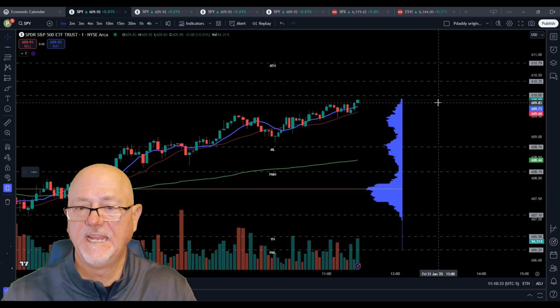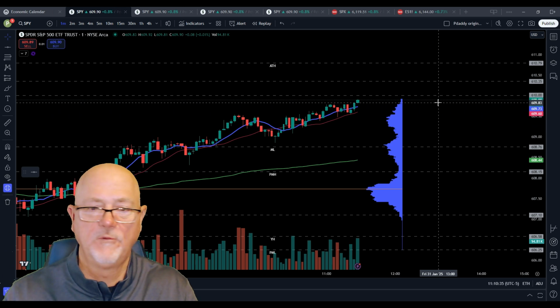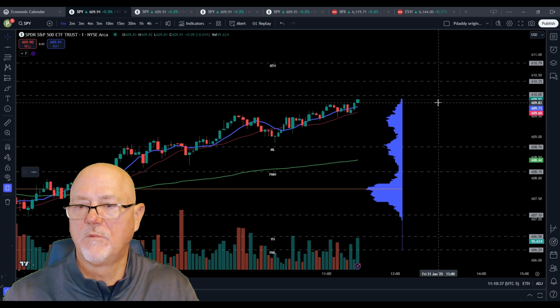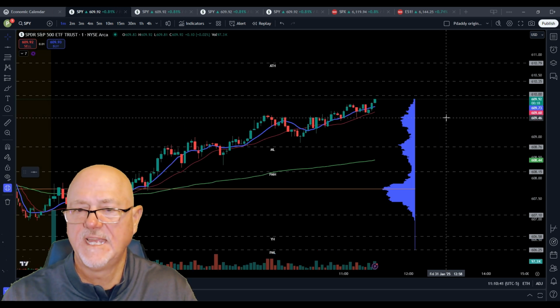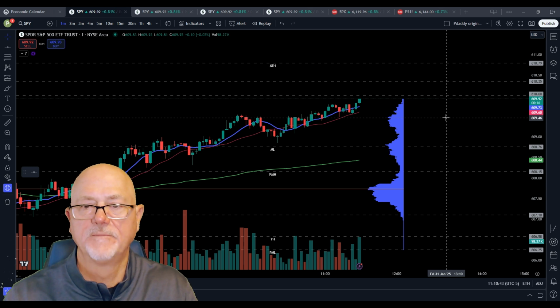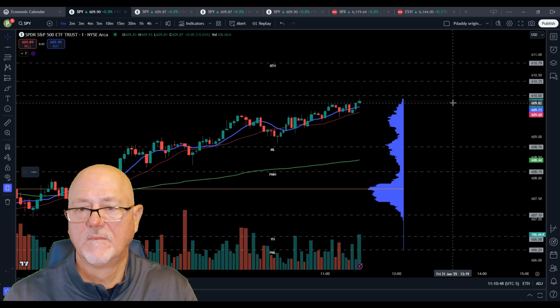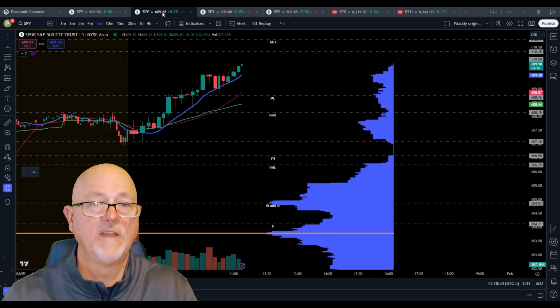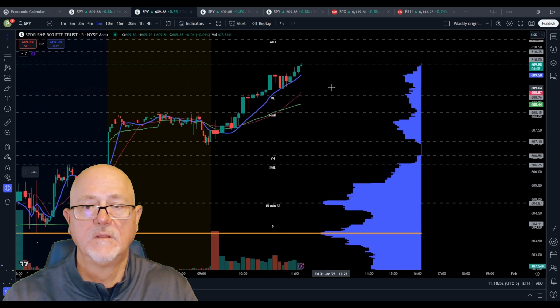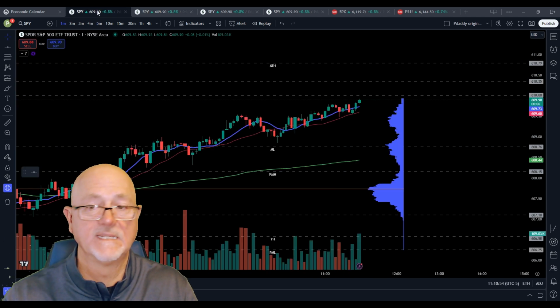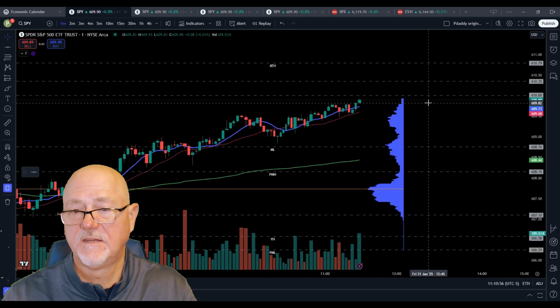Again, 610. If we get above this level, folks, then we're going to hold on to that trade. We will hold on to that trade above 610. And again, if we fail at that level, take it off the table.